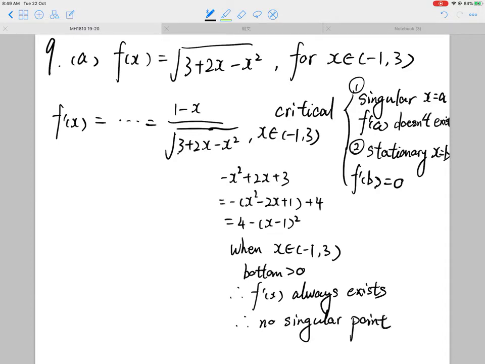Okay, what about the critical point? You just have to let f prime x equals 0, then the top equals 0, so the stationary point is x equals 1. Then classify it. Is it a local maximum? Is it a local minimum? Or is it none, a saddle point or anything else?